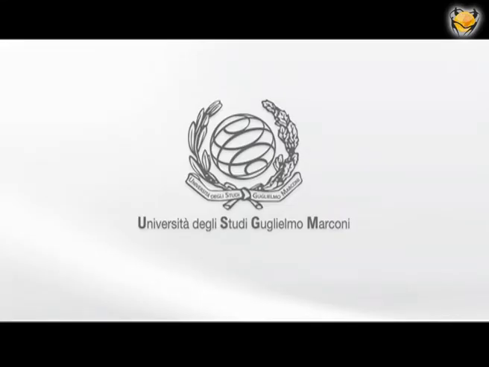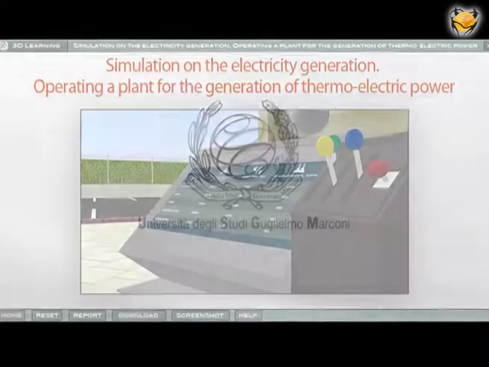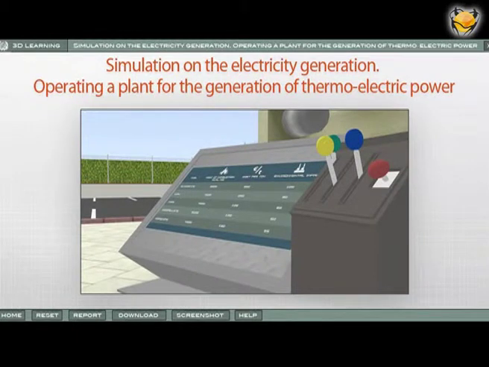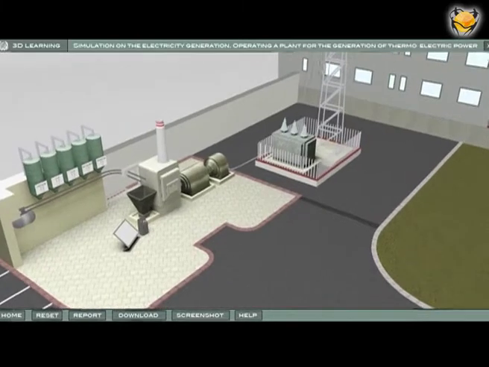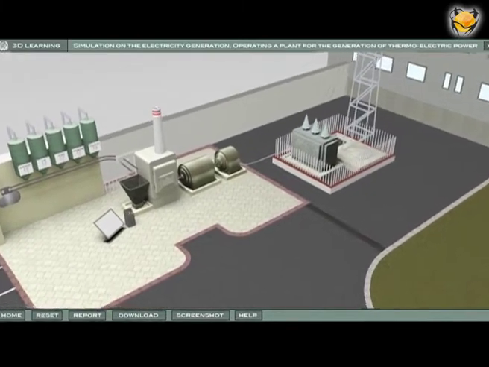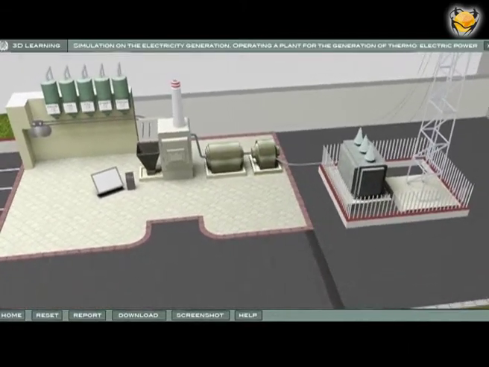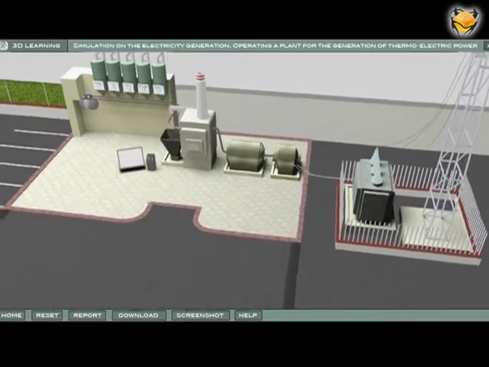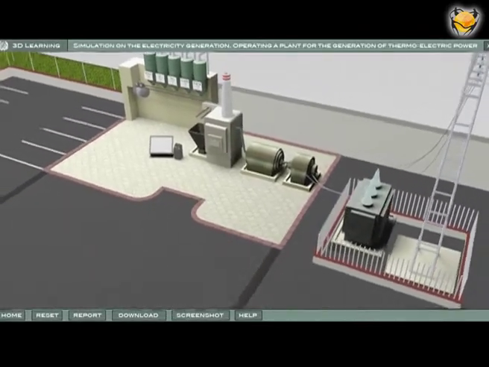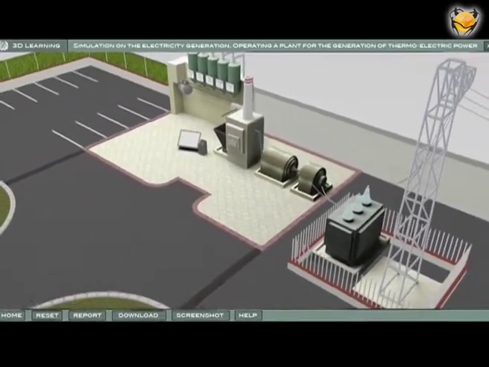Università degli Studi Guglielmo Marconi. Simulation on the electricity generation, operating a plant for generation of thermoelectric power. During this activity, we will show the operation of a thermal power plant fueled by 5 different types of solid fuel. The objective of this exercise is to show the energetic and economic differences between the various fuels.